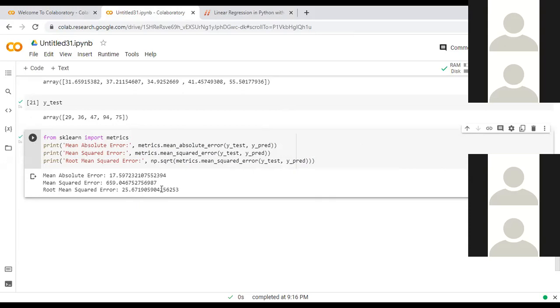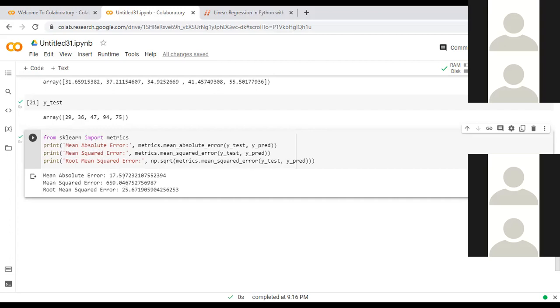So the mean absolute error over here is 17.59, the mean squared error is this, and 25.67 is the root mean square error. Right, so we are calculating the mean square error. These are used in evaluating the model. If we calculate the mean value, we will take basically the root mean square error, not otherwise.